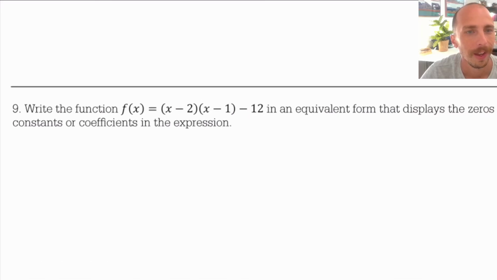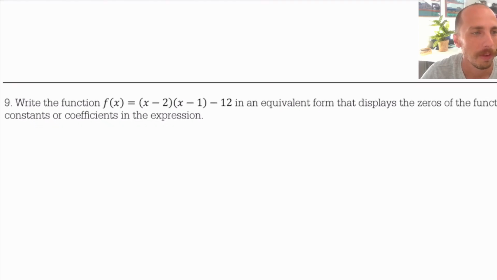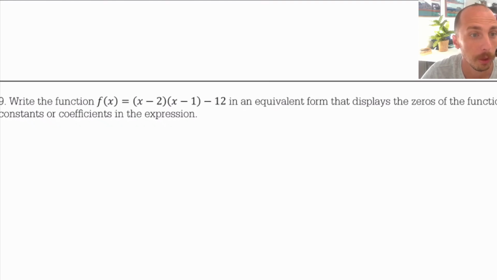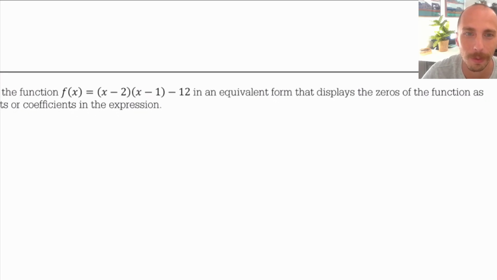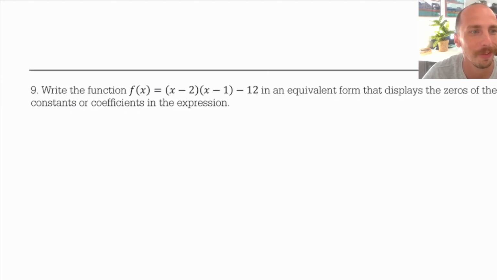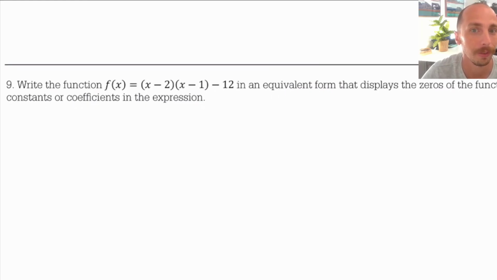Function, yes, I know what this is getting at. Write the function f of x equals x minus 2 times x minus 1 minus 12 in an equivalent form that displays the zeros of the function as constants or coefficients in the expression. That's some weird terminology. That wasn't in the notes, right? So it must be somewhere else, right?